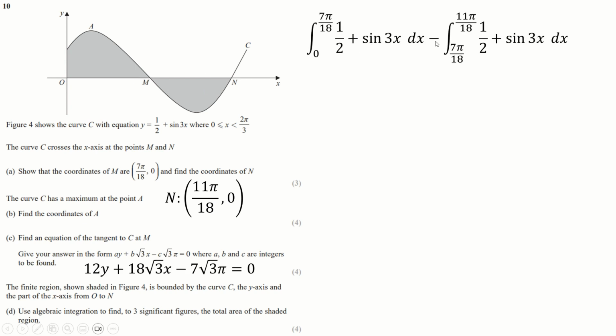And then I'm actually going to take away the integral between 7π/18 and 11π/18. The reason I'm taking away is because this integral I know is going to give me a negative number, because it's underneath the axis here. So if I take away a negative number, I'll be adding it in. So that's why I've done that.